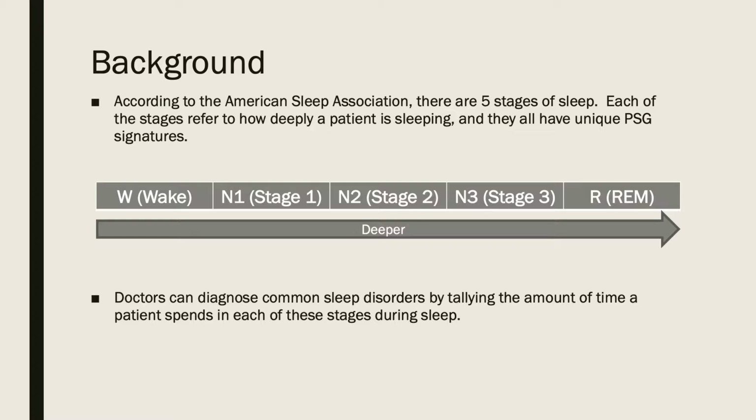According to the American Sleep Association, there are 5 stages of sleep. Each of the stages refers to how deeply a patient is sleeping, and they all have unique PSG signatures. So you can go from not so deep, which is awake, to stage 1, stage 2, stage 3, and all the way to the deepest stage, which is REM sleep. Using this, doctors can diagnose common sleep disorders by tallying the amount of time a patient spends in each of these stages during sleep.